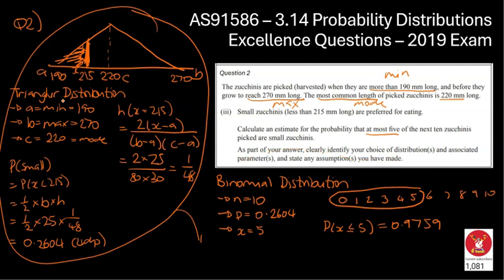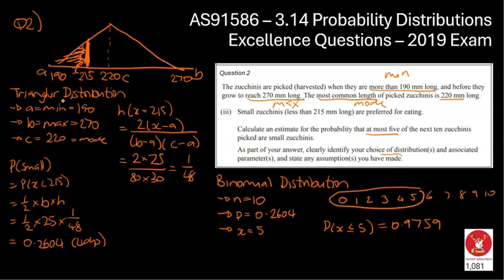And going back to the question, I've just got to state any assumption made. So the big assumption here with binomial distribution, and to be honest, it's maybe 8 out of 10 assumption related questions you're going to get in this exam or concepts, is going to be about independence. So we've assumed that the length of one zucchini is going to be independent from the next zucchini, which may or may not be a valid assumption.